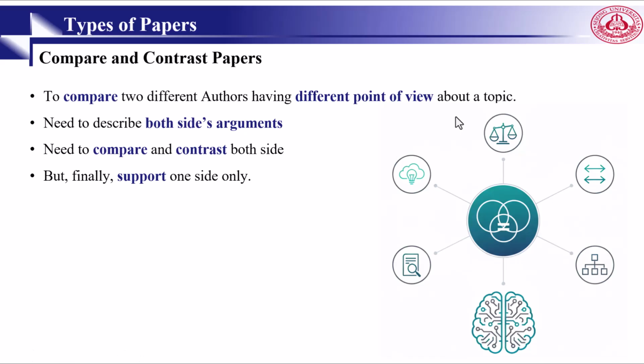Compare and contrast papers are used to compare two different writers or researchers who have different points of view. For instance, two businessmen are compared, and their work is analyzed. The most important thing is that you have to describe both sides' arguments in your research paper, but don't forget to compare and contrast both sides, and at the end, you should support one side.